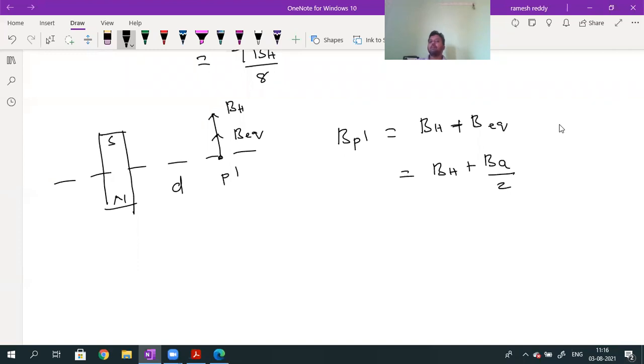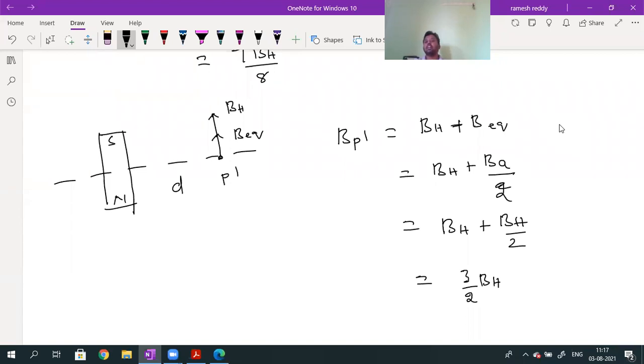This is a null point corresponding to the axial line, so BA will be equal to BH. The answer is given by BH plus BA, which is BH plus BH by 2, which is equal to 3 by 2 into BH. This is the resultant magnetic field induction on the equatorial line.